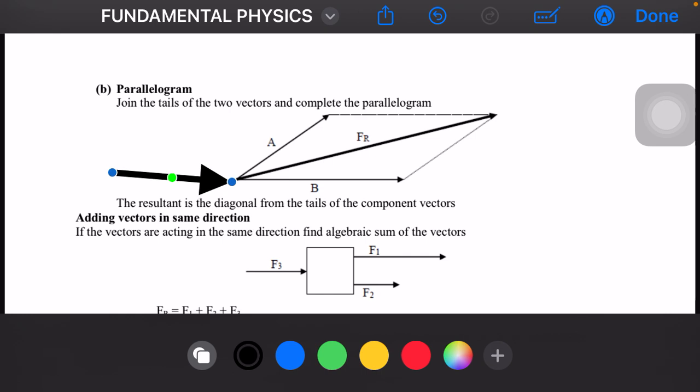For example, you have vector A here, from this one up to here. This arrow from here to here, this is vector A. Then this arrow from here up to here, this is vector B. So now you need to form a parallelogram.